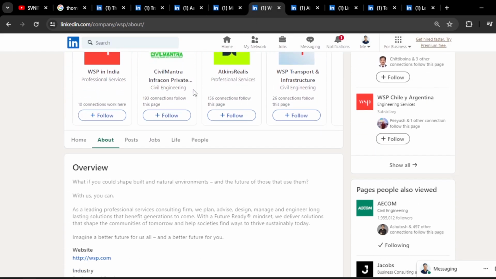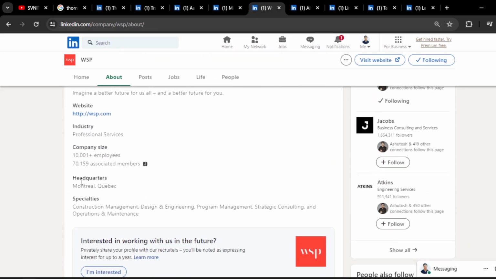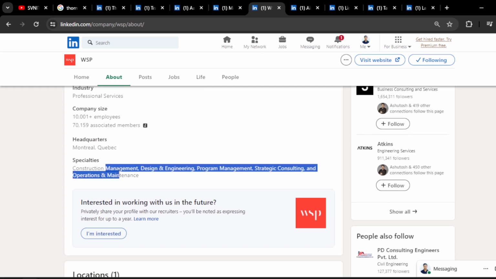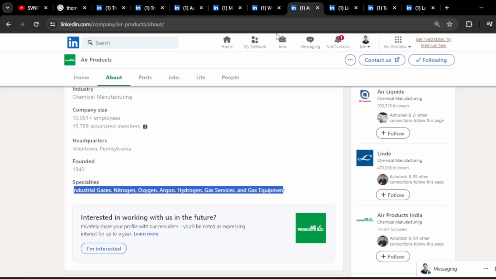Next, coming to WSP. Here you can see the WSP headquarters is in Quebec, and specialties are construction management, design and engineering, program management, strategic consulting and operation maintenance. Next, coming to Air Products, the specialties you can see are industrial gases, nitrogen, oxygen, argon, hydrogen, gas service and gas equipment. It is related to the oil and gas sector. The headquarters is in Pennsylvania.